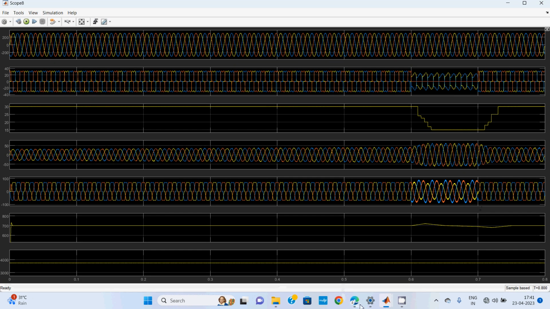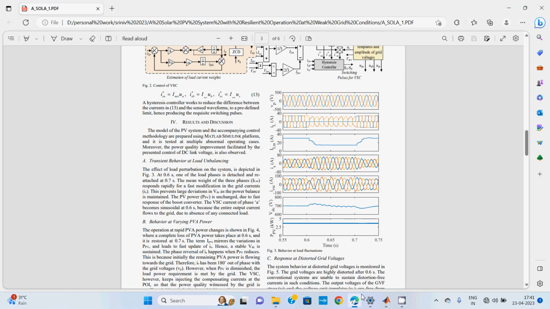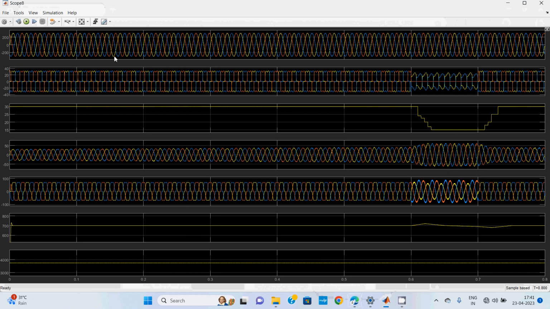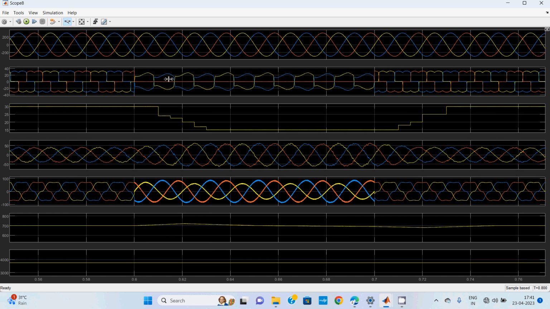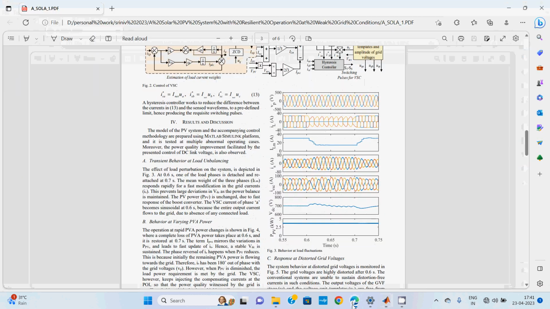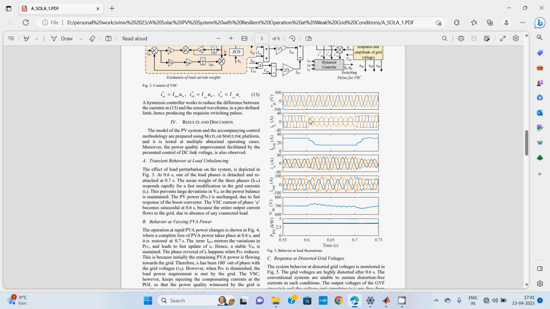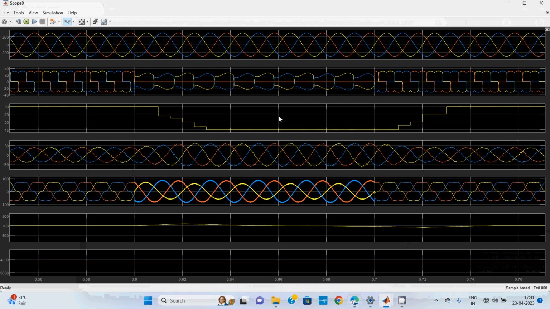You just need to count from 0.55 to 0.75. So you just zoom the parameter from 0.5 to 0.75. So up to here is enough. If you observe the waveform, you can see that one phase is shorted at the time interval of 0.6 to 0.7. You can easily observe it in this diagram.